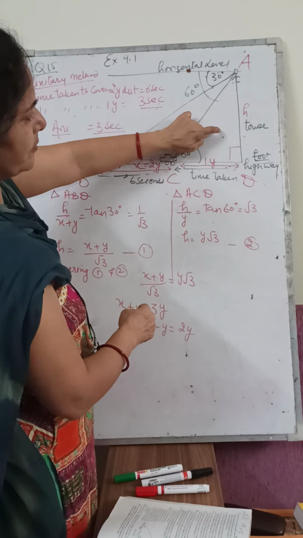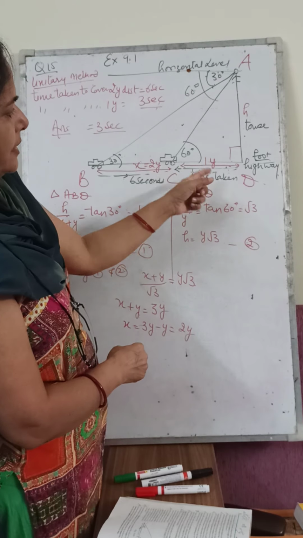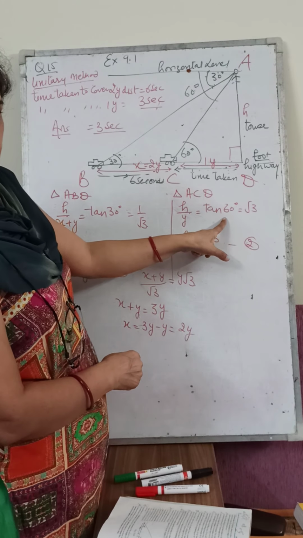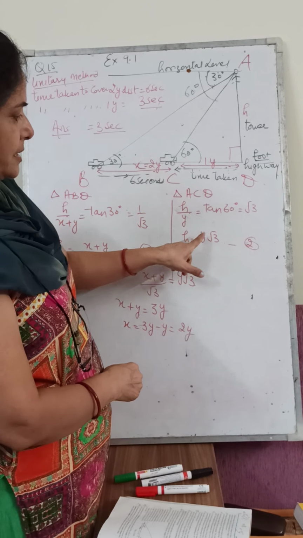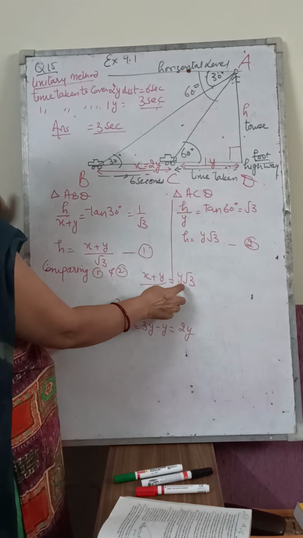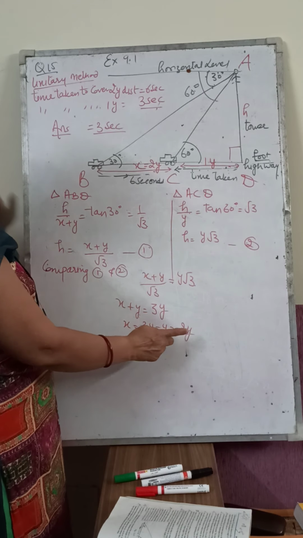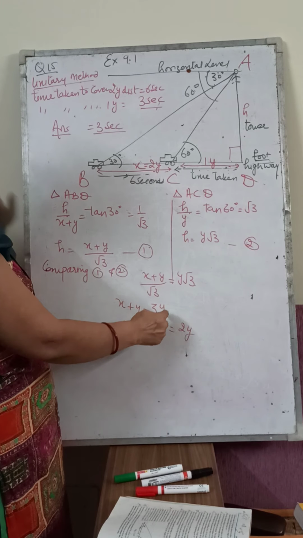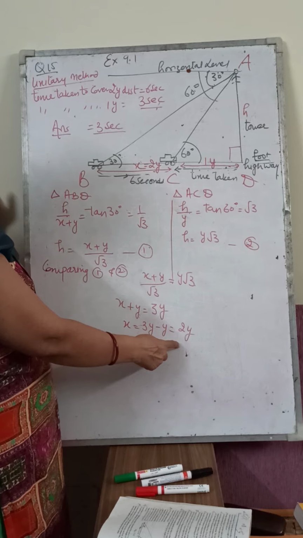In this triangle, perpendicular is H, base is y, so H upon y is equal to tan 60. Tan 60 is root 3. H is equal to y root 3. This is h, compare both. You will get a relation x is equal to 2y. x plus y is equal to 3y, x is equal to 2y.